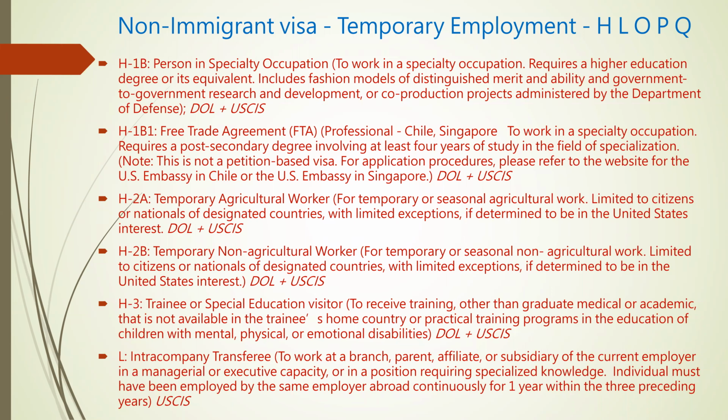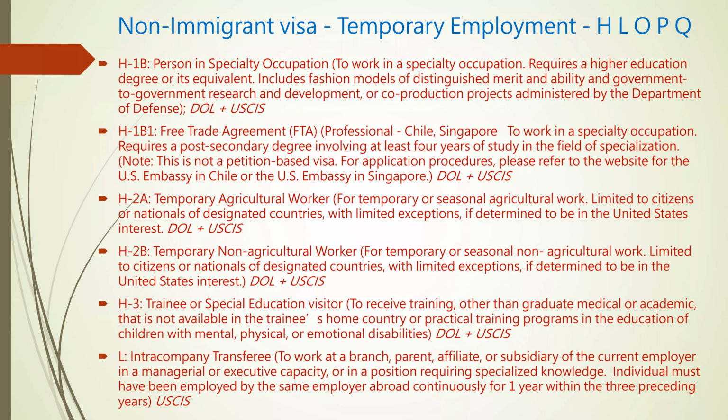And there is an H-3 visa. If someone is planning to come to US for training, there is an H-3 visa. And the last visa in this particular slide is the L visa. There is L1, L2, intra-company transferee. If you see the sentence, it says to work at a branch, parent, affiliate, or subsidiary of a current employer in a managerial or executive capacity or in a position requiring specialized knowledge, the individual must have been employed by the same employer abroad continuously for 1 year within the 3 preceding years.